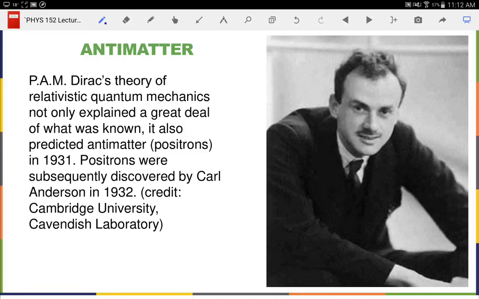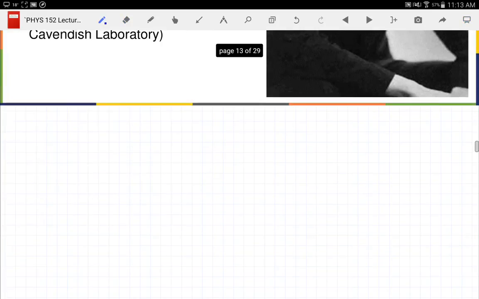Now we get to PAM, I believe it's Paul, Dirac. Dirac is the person who, when studying particles, came up with the idea of antimatter. Now, Dirac's original idea was what we call the Dirac sea. What he did is he determined that there were some electron states that had negative energy. And negative energy states, well, that doesn't make sense. And so he came up with this idea.